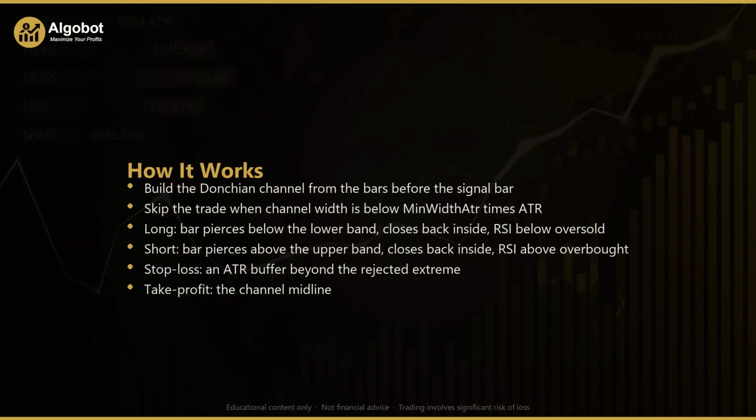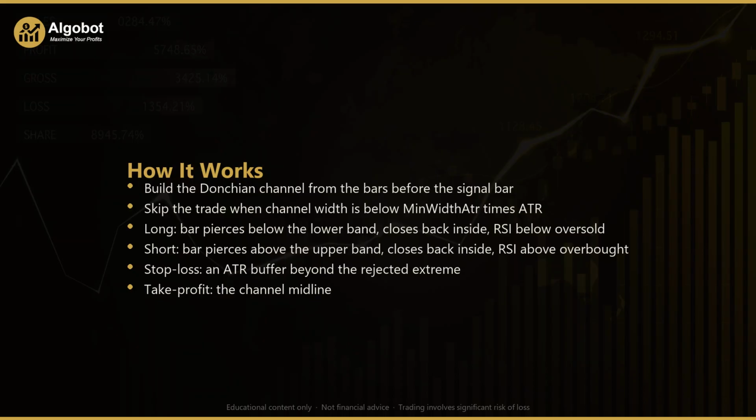Now the entry conditions. For a long, three things must all be true on the signal bar. The bar's low must dip below the lower band. The bar's close must finish back above the lower band, inside the channel. And the RSI must be below the oversold level, which defaults to 30. Together, that describes a failed downside breakout with stretched momentum.